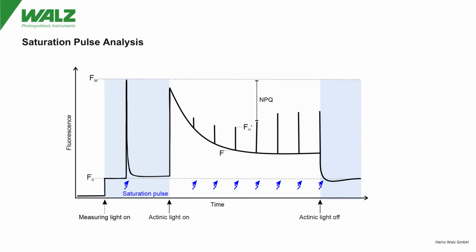After the actinic light is switched off, the sample gradually recovers in the dark as non-photochemical quenching relaxes and the photosynthetic apparatus returns toward its pre-illumination state. This unquenching can be followed over time by applying additional saturation pulses, allowing the kinetics of recovery to be quantified. Taken together, PAM chlorophyll fluorescence measurements are a versatile tool for studying photosynthesis in both the laboratory and the field.